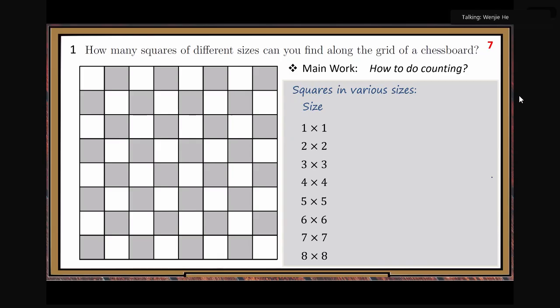$64. Correct. 64. Right? All right. How many 8 by 8 squares? 8 by 8. 1. Yeah. These two are easiest. Then the other categories are in between.